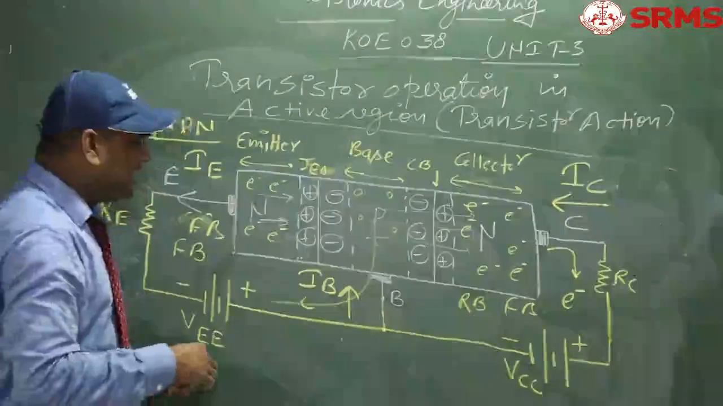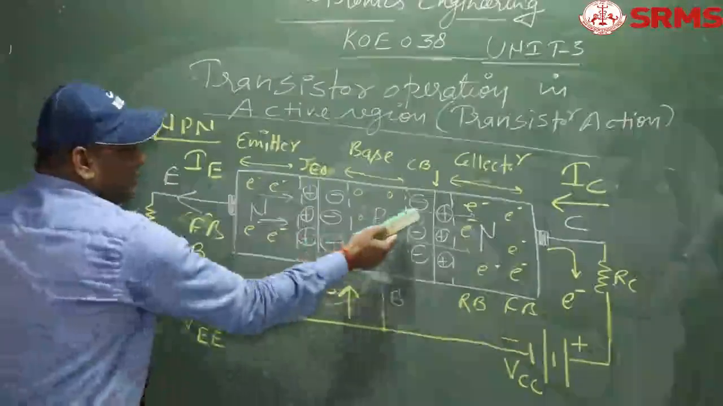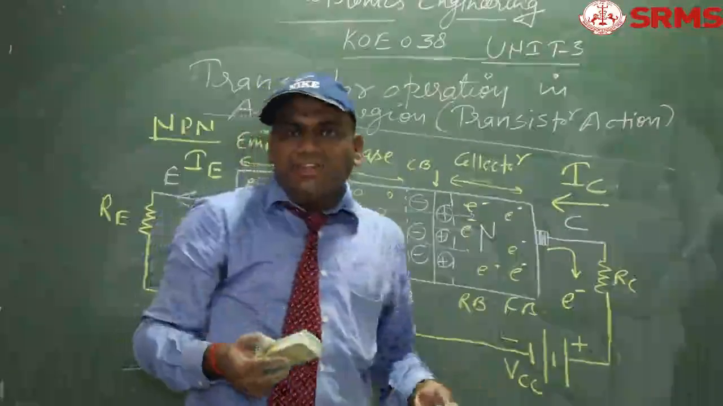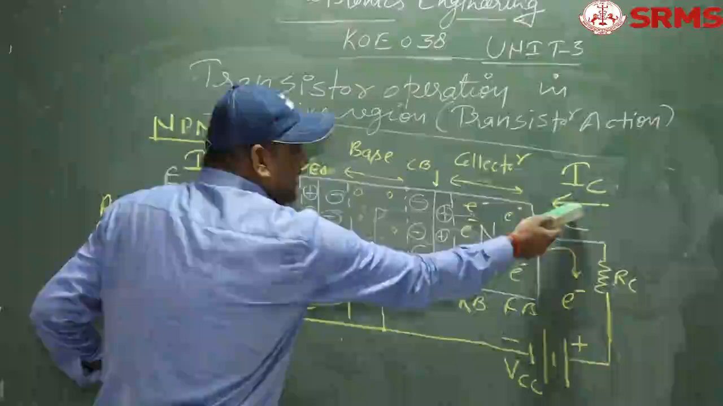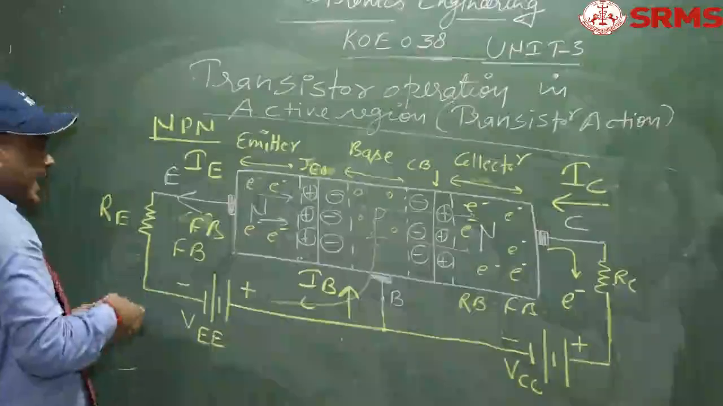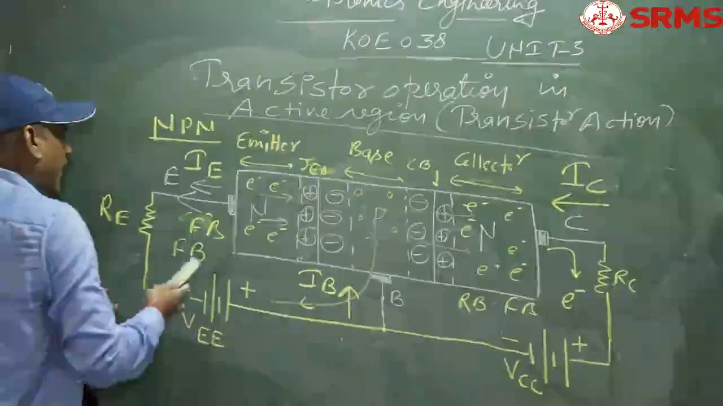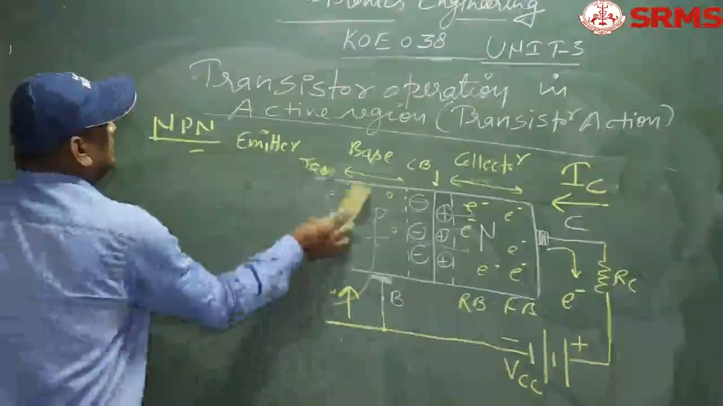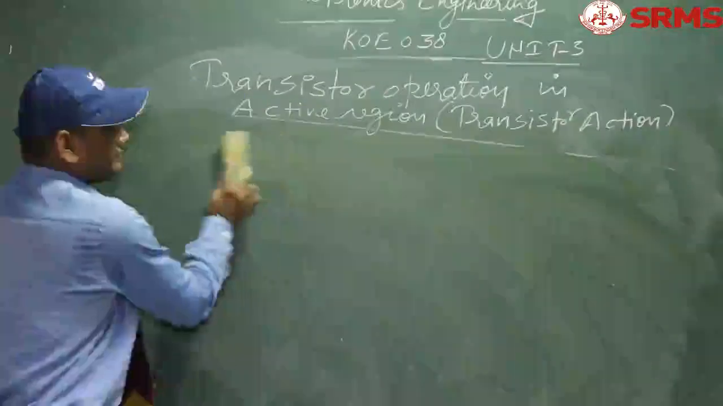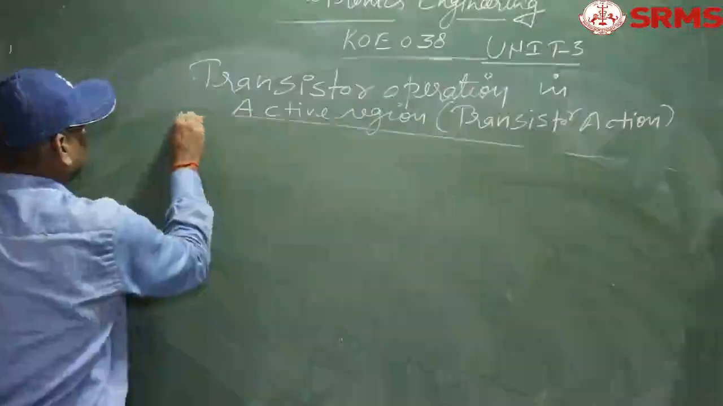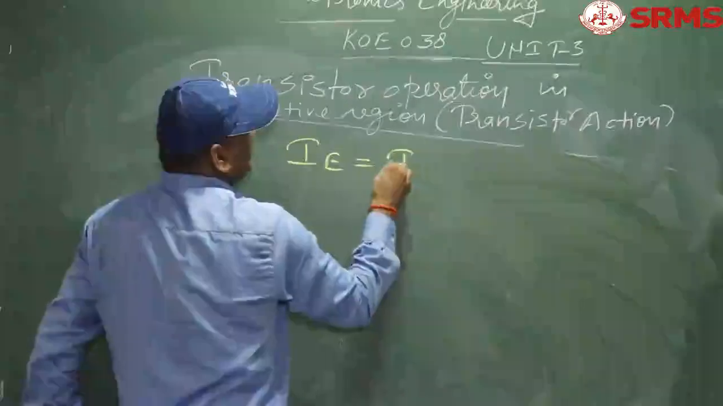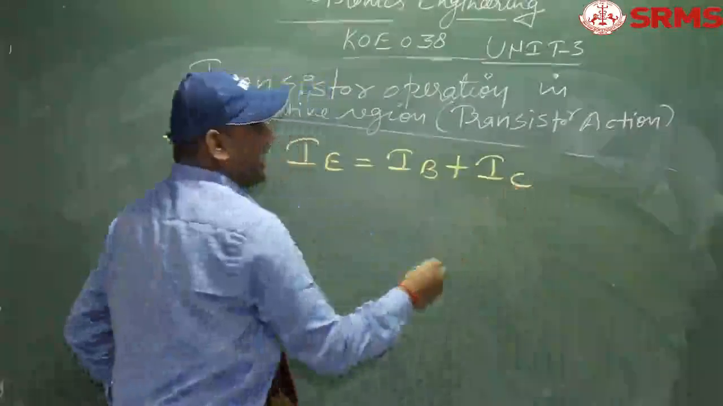Now, if we write the current relationship, as you can see, if we apply KCL, Kirchhoff's current law, the sum of incoming current is always equal to the sum of outgoing current. So here, IC and IB are incoming currents and IE is the outgoing current. Is that clear? This is the direction. So if you want to write the equation with the help of KCL for the given NPN transistor, from the circuit we can write IE is equal to IB plus IC.